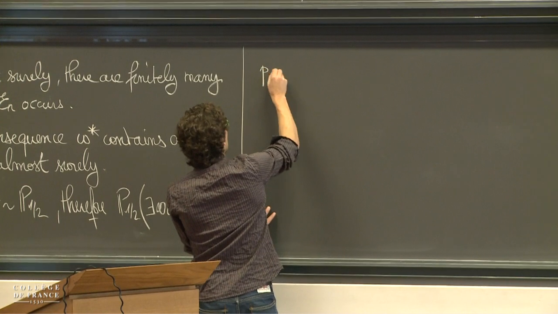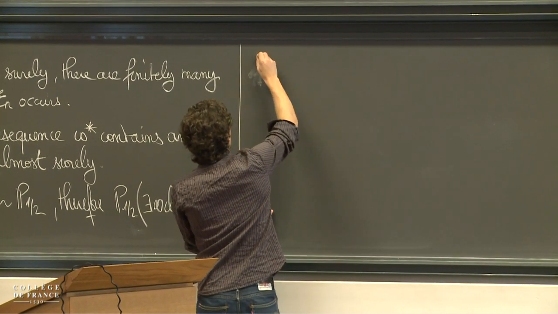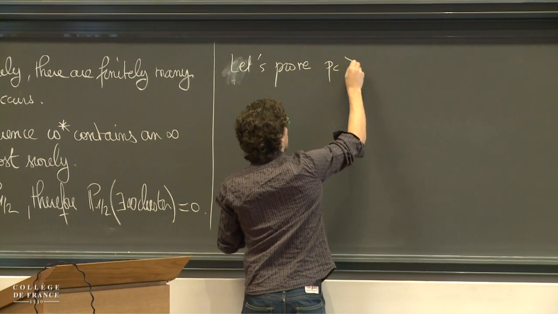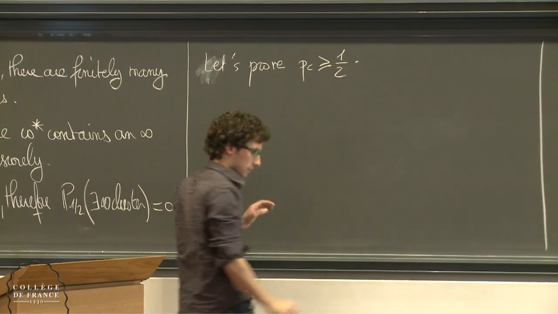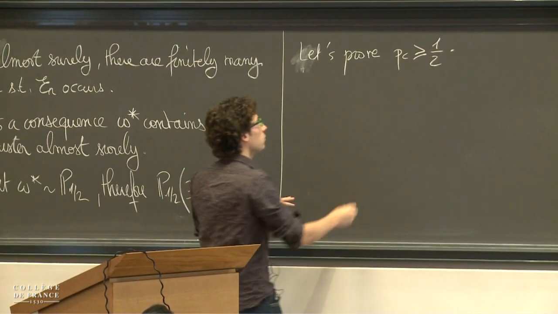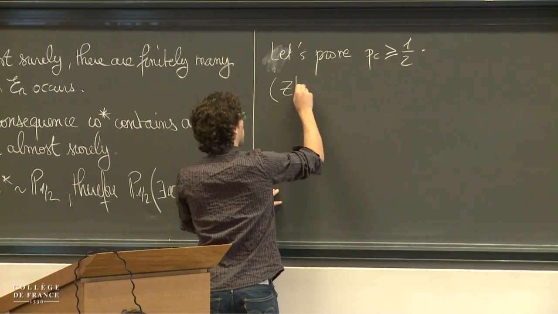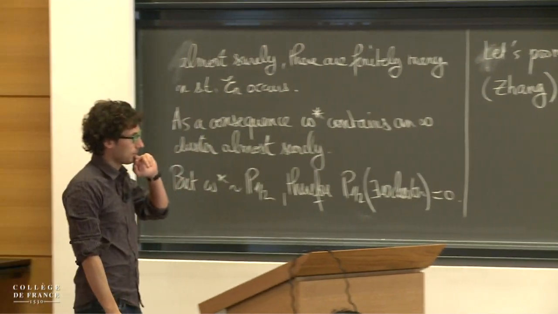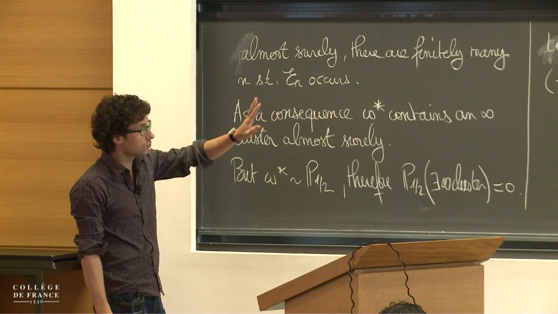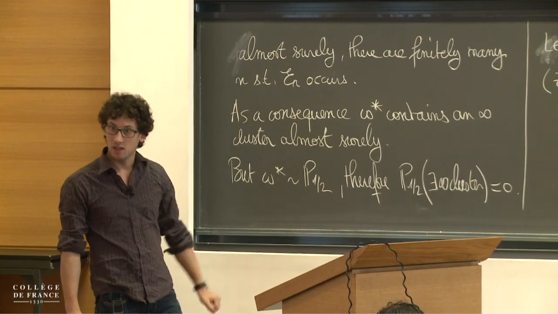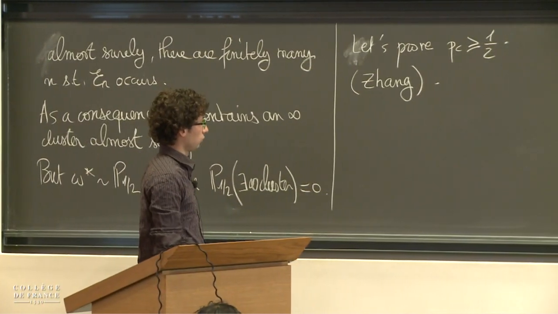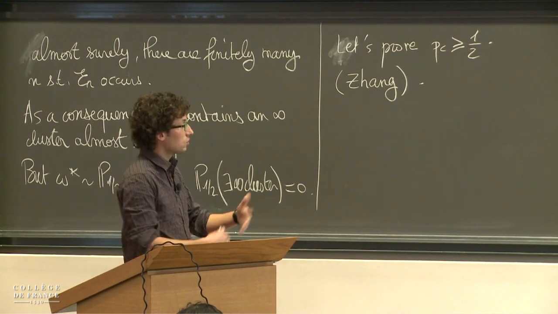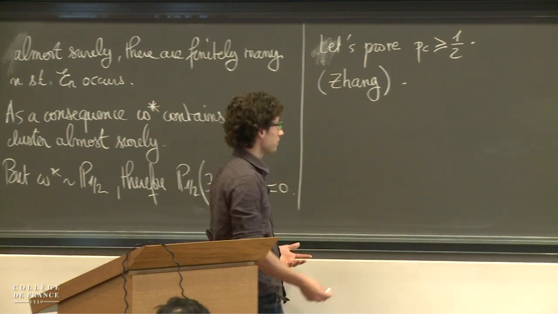Let's prove PC larger or equal to 1/2. And this is an absolutely beautiful argument due to Zhang, who was a student of Kesten. And this is also an argument which is posterior to the first proof. So the idea is, it basically just comes from one drawing.